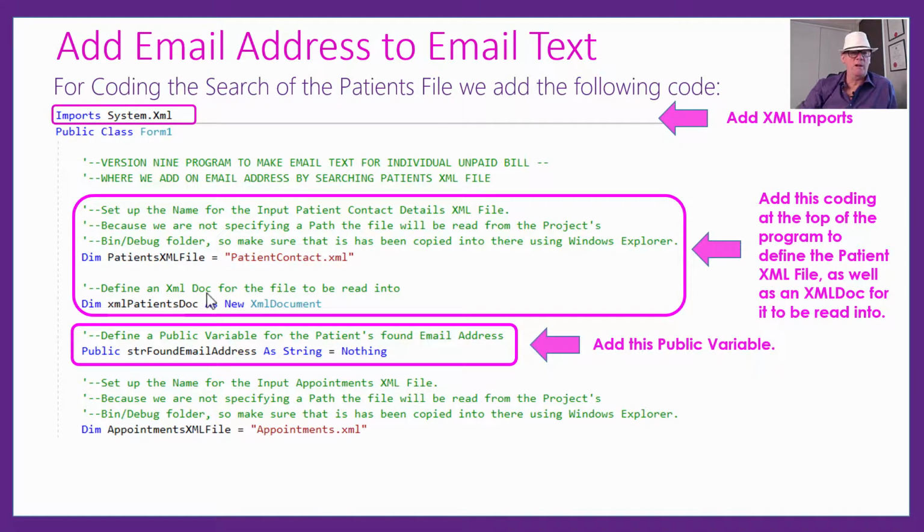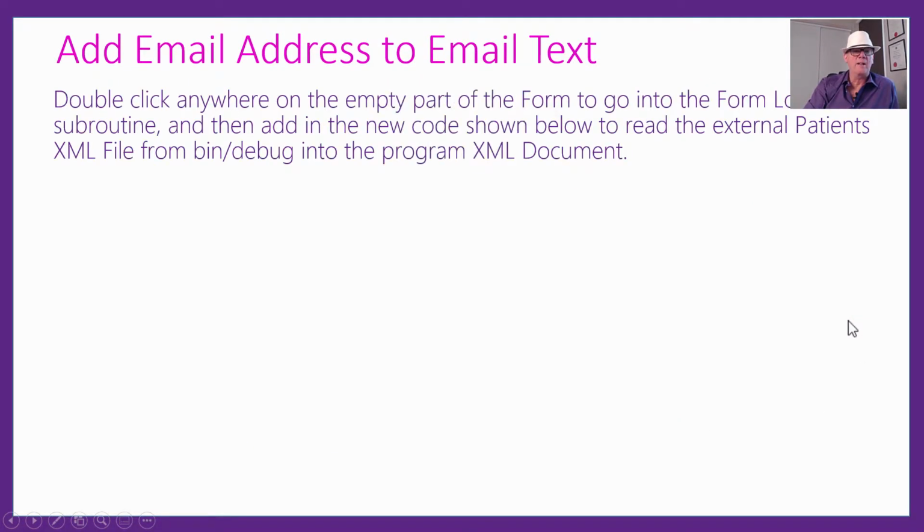So we're going to need a public variable for when we find an email address. So we're just setting that up here, public str found email address as string, and the found email address is going to be nothing at the moment. And we're also going to have some other code, but that's the main code you need at the start of the program, and underneath is where the old appointments file was defined, and it had an XML doc as well, I think, and things like that. But this needs to go up the top of the program, these 3 things, and that'll be that done.